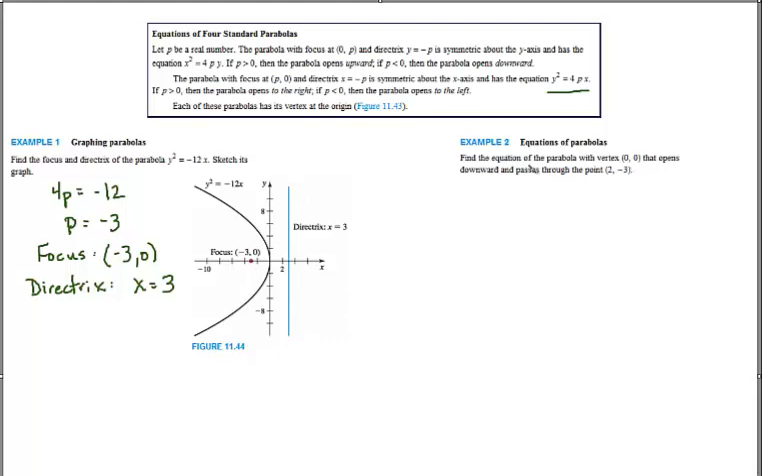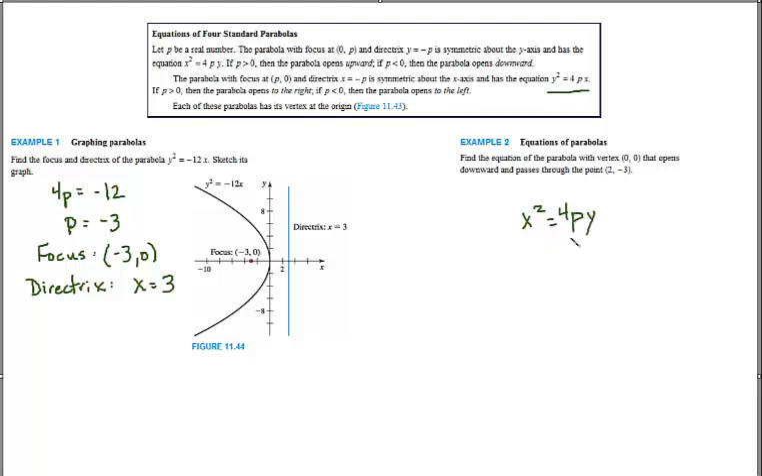Example 2, we're going to do the same thing again. We're going to find the equation of the parabola with the vertex 0, 0 that opens downward and passes through that point. So I know that it opens downward, so it must be of the form x squared equals 4py. Alright, so I know that it is of this form.